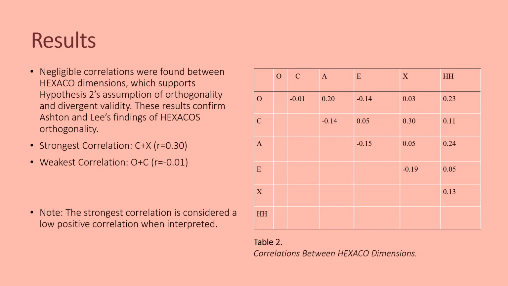First, we have the findings for the correlations done comparing different dimensions. As you can see, negligible correlations were found between HEXACO dimensions, which supports Hypothesis 2's assumption of orthogonality and divergent validity. These results also confirm Ashton and Lee's findings of HEXACO's orthogonality. We have the strongest correlation between conscientiousness and extroversion, and the weakest correlation between openness and conscientiousness. But notice that when I say it is the strongest, it's just the strongest out of all the findings. It doesn't actually mean that it is a significant finding in any way. In reality, it is considered a low positive correlation when interpreted.